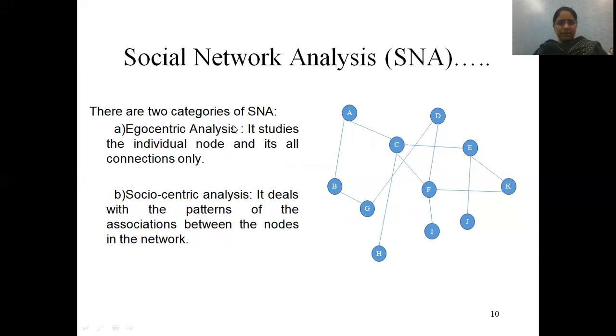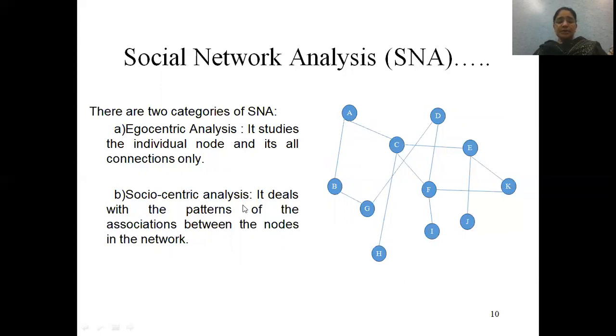There are categories of social network analysis. We have two types of analysis: egocentric analysis. In this we focus on an individual node, an individual entity in the network, and its connections only. So let's say we are focusing on this node A, so we will focus on the attributes of this node and the links, these two links. So that is the egocentric analysis.